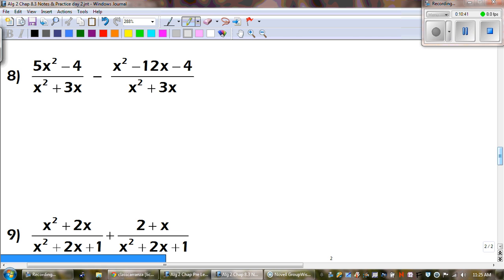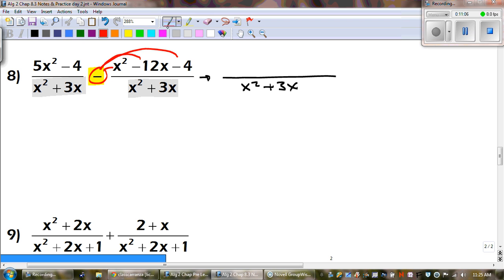All right, let's flip it over. We got 5 more to do. We can do this. So take a look and be careful, okay? So we have x squared plus 3x on the bottom, and then we have to distribute that negative sign, okay? So 5x squared minus 4, that's a negative x squared plus 12x plus 4, okay?